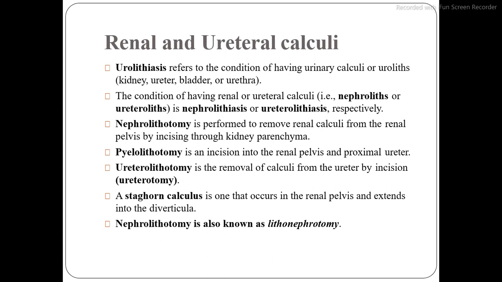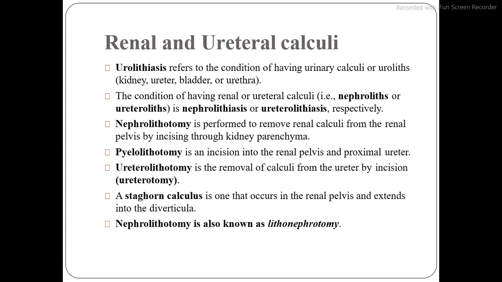Renal and ureteral calculi. Urolithiasis refers to the condition of having urinary calculi or uroliths in the kidney, ureter, bladder, or urethra. The condition of having renal or ureteral calculi, i.e., nephroliths or ureteroliths, is nephrolithiasis or ureterolithiasis, respectively. Nephrolithotomy is performed to remove renal calculi from the renal pelvis by incising through kidney parenchyma. Pyelolithotomy is an incision into the renal pelvis and proximal ureter.